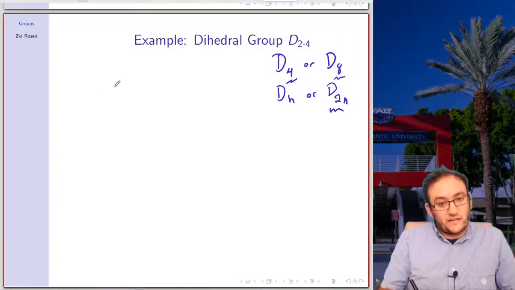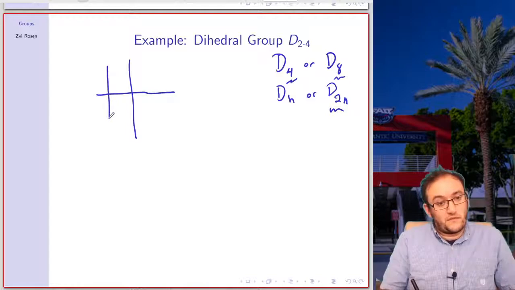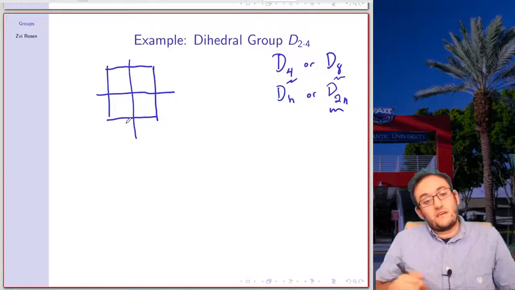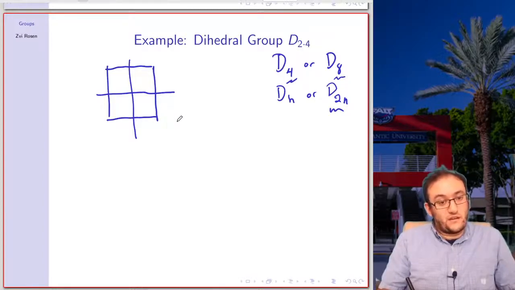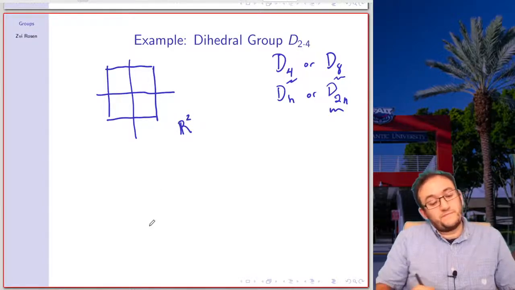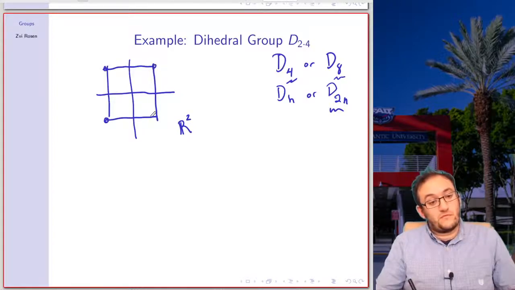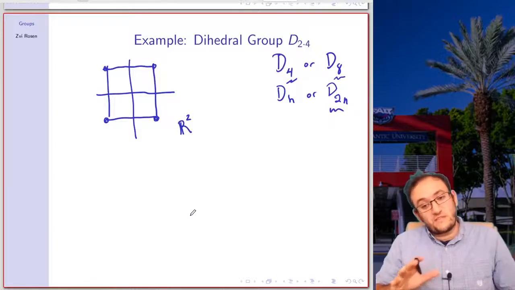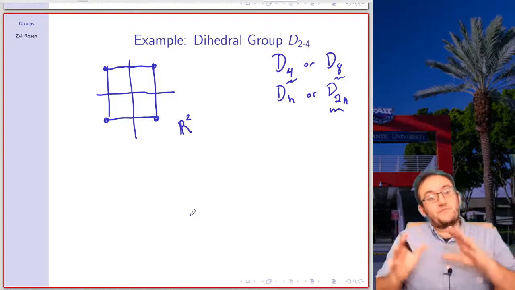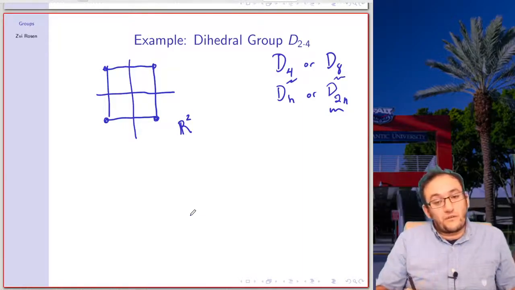Okay, well the idea here is we take a square and then we consider the maps from R2 to it. So this is a square sitting in R2, and we want to consider the maps from R2 to itself that preserve this square. Okay? And we're talking specifically about rigid motions, rigid maps. So we're just moving things around without otherwise changing anything.